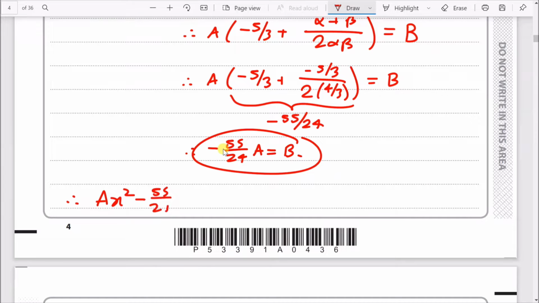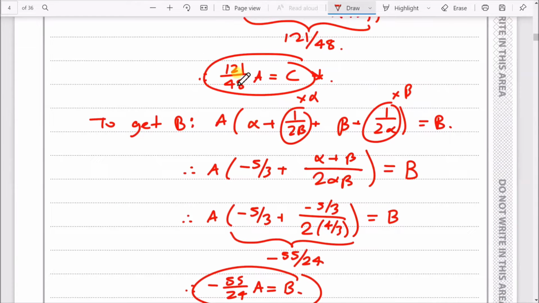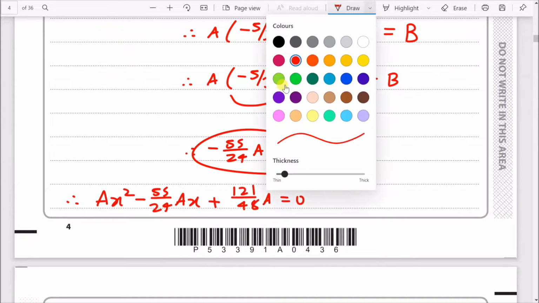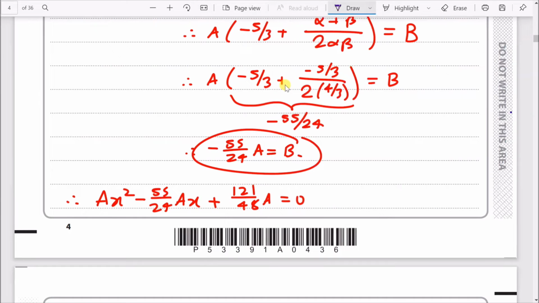55 over 24ax plus, and our C value we said was 121 over 48a. So plus 121 over 48a equals 0. Cool. Almost done, guys, yeah? So one final step. 2 steps, actually.